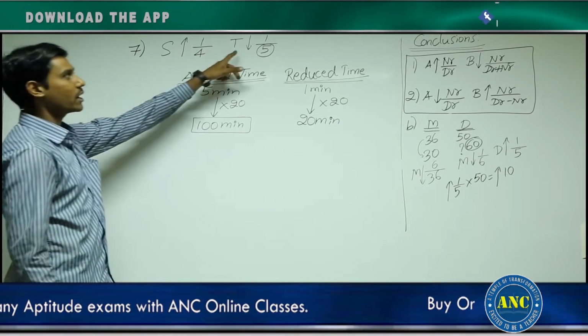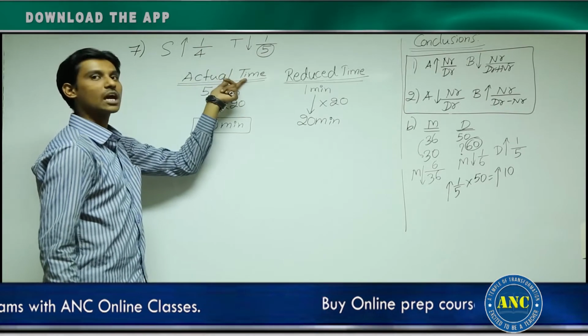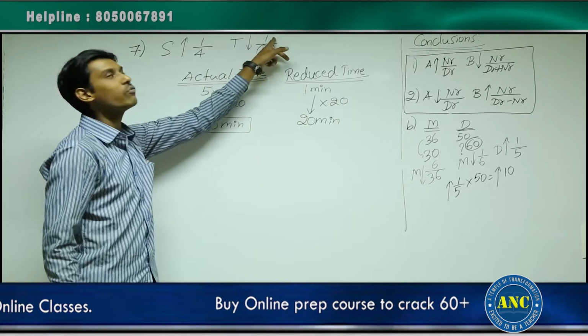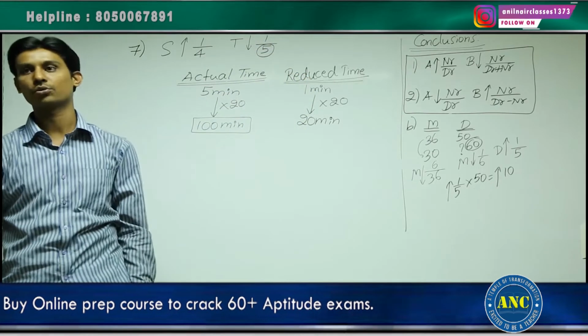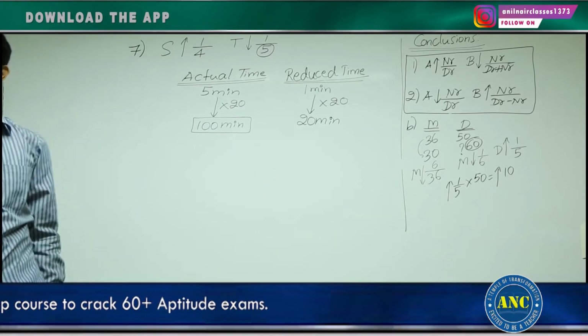Time decreases by 1 by 5 referred to. The initial or actual time is 5 minutes. There is a reduction of 1 minute. Reduced time is spoken because the question also speaks about reduced time. Approach clear, right? See here.